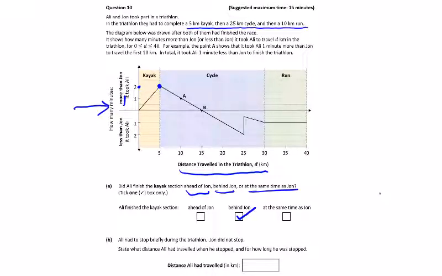Ali had to stop briefly during the triathlon. Looks like it's at this point here. There's no distance covered. This time interval, it looks like a 1.5 minute time interval. 3 boxes, it's 1.5 minutes. John did not stop. State what distance Ali had travelled when he stopped and for how long he was stopped. So we're looking at this time interval here.